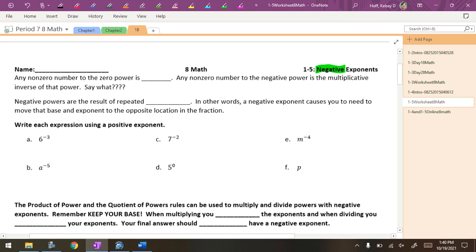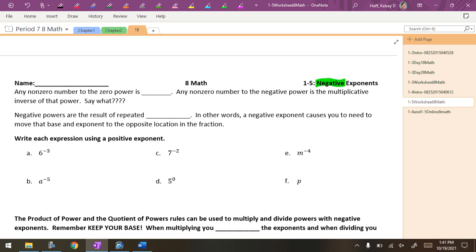2 rules we're learning today. The first one, any non-zero number to the 0 power, meaning like 3 to the 0, 5 to the 0, x to the 0, negative 762 to the 0 is always 1. Every single one of these, no matter if it's a variable or a number base, if it's to the 0 power, it's 1.